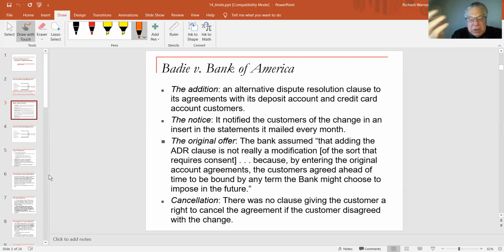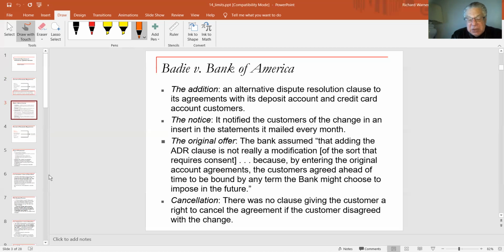And what they did was take away the right to go to court to sue the bank and substitute the requirement that account holders, when they sue the bank, submit the dispute to alternative dispute resolution. In other words, to arbitration or to mediation, right? Alternative dispute resolution is one of those two. Alternative dispute resolution, often referred to as ADR, if you see that. So that's the change in the contract.